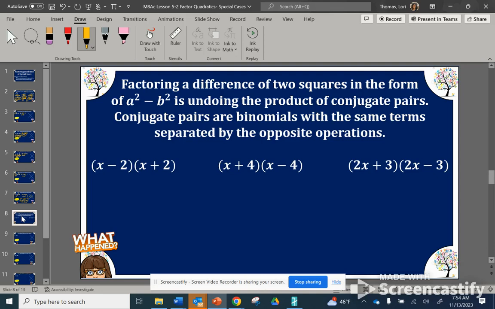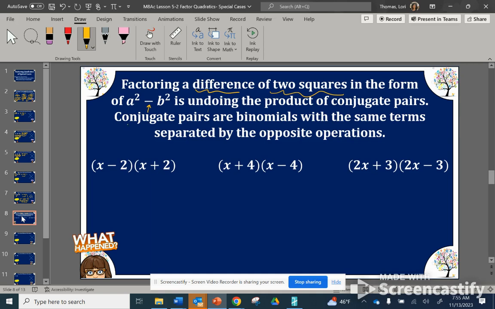Okay, let's take a look at the next part of our lesson on factoring quadratics of special cases. So this time we're going to factor what's called a difference of two squares in the form of a squared minus b squared. And it's just undoing the product of conjugate pairs. So factoring the difference, so difference means subtract, two squares means my first and second terms are both perfect squares.